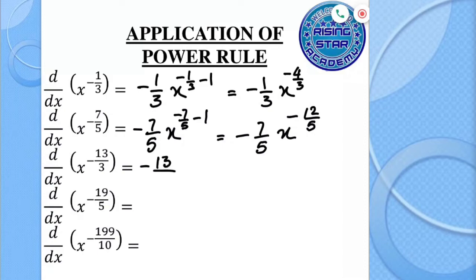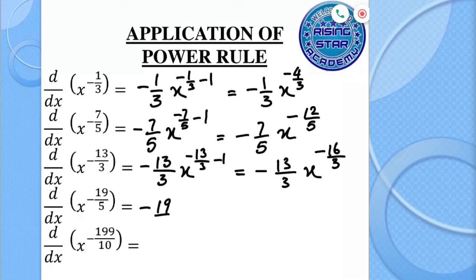Minus 13 over 3 x to the power of minus 13 over 3 minus 1, so that would be minus 13 over 3 x to the power of minus 16 over 3. The next power is minus 19 by 5. We will write minus 19 by 5 x to the power of minus 19 by 5 minus 1. So that is minus 19 by 5 x to the power of minus 24 by 5.